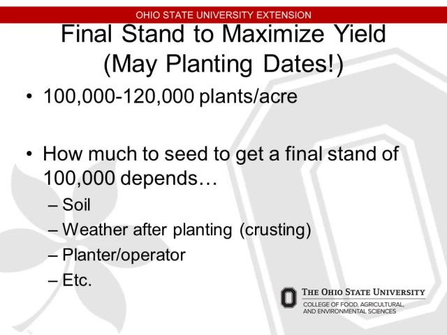To get a final stand of 100,000 depends on a lot of factors. The soil, the weather after planting, I think, was huge in 2017. The planter, the operator, there's a variety of factors that can affect that final stand. So really you should be shooting for 100,000 in the fall, and what you need to drop in the spring is going to depend on your growing conditions and what you know about your field. In our research trials, we usually plant 140 to 150,000 seeds per acre.